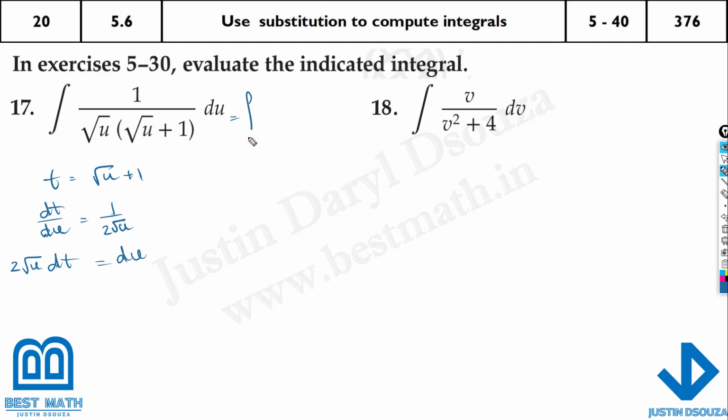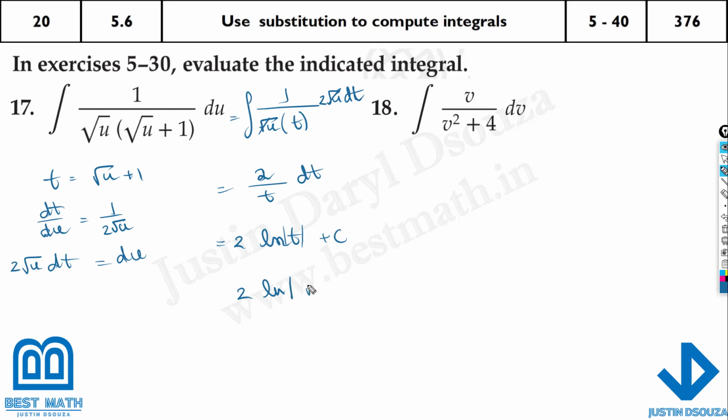Now let's substitute back in the question. It's going to be 1 divided by square root u, times square root u plus 1, where whatever is inside the bracket is considered to be t, and du is 2 square root u dt. Now the square root u cancels off. You have 2 divided by t, dt. What is the integration of 1 by x? The natural logarithm. Over here, just remember, it will be natural logarithm of the magnitude of t, plus c. So that must be the answer, but substitute back whatever we assumed t to be. It is natural logarithm of square root u plus 1, plus c.